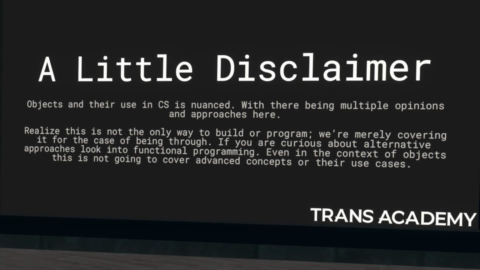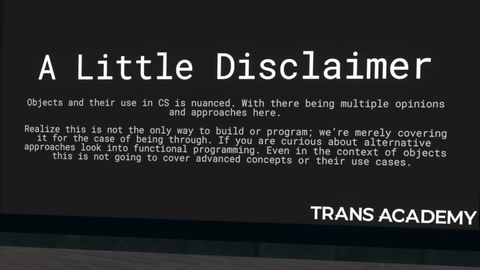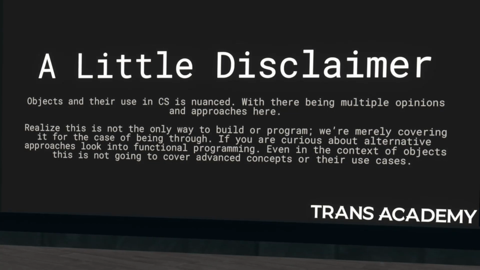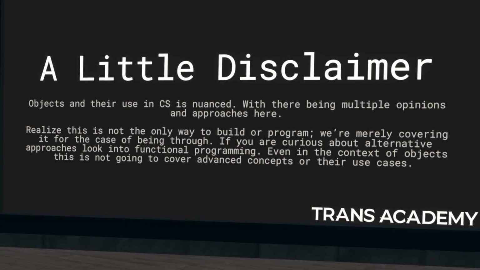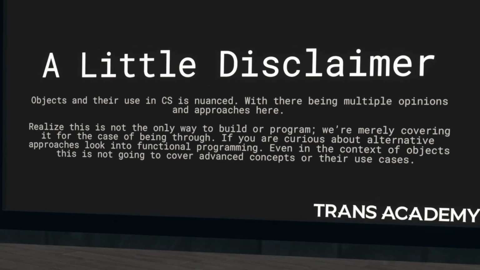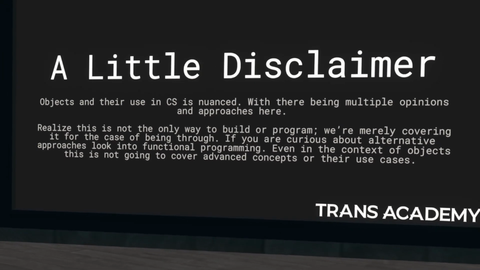I'm not going to get into the opinion on exactly all these concepts, or even if these are a good design in general, but just so everyone's aware, objects in computer science are very nuanced. There are multiple opinions and approaches. This is not the only way to build a program. We're just covering it for the sake of being thorough here.